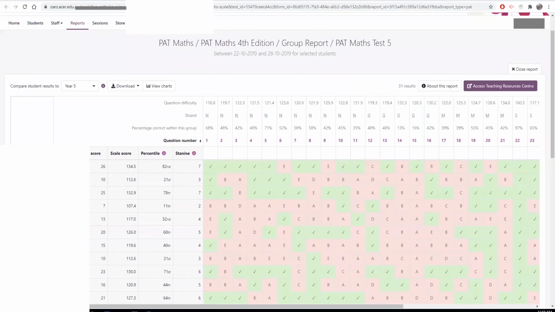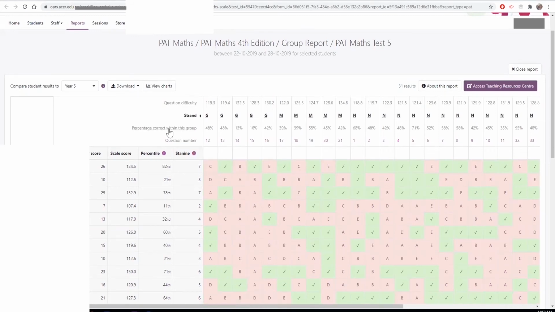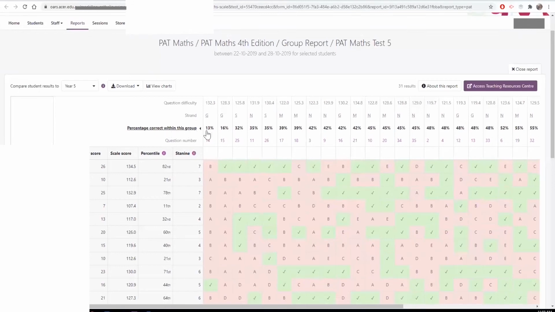I've gone back to my original orders now, and I'm just going to show you a couple of other things before we actually get into our analysis. Okay, so the percentage correct within the group, I find this really helpful. If I click on that, I can see that 13% of my students got question 14 right. Now, that's interesting for a start.